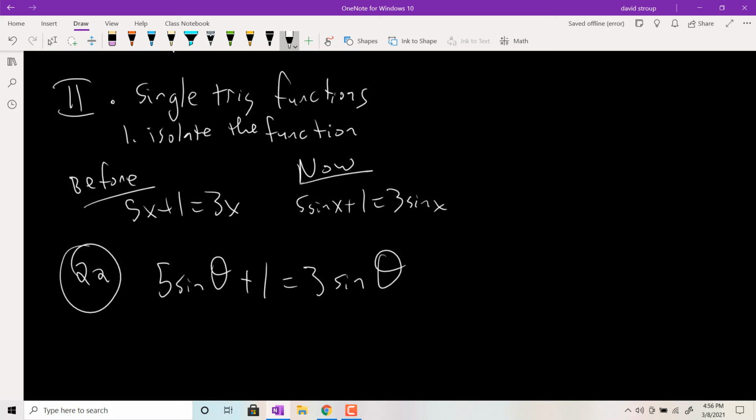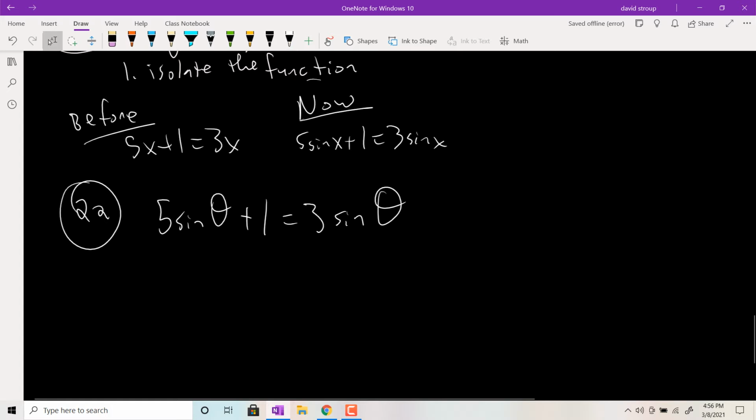I used an x instead of a theta. Okay, hopefully that's clear. Anyways, you have to isolate the function. So you're going to collect all the sines on one side. I'm going to move the 3 sine theta over to the left, so subtract 3 sine theta from both sides, and then subtract 1 from both sides.